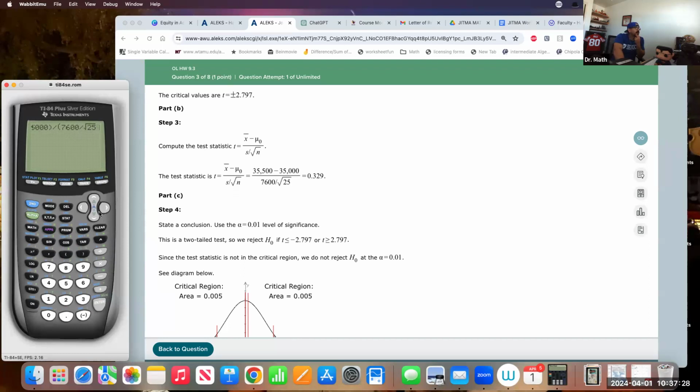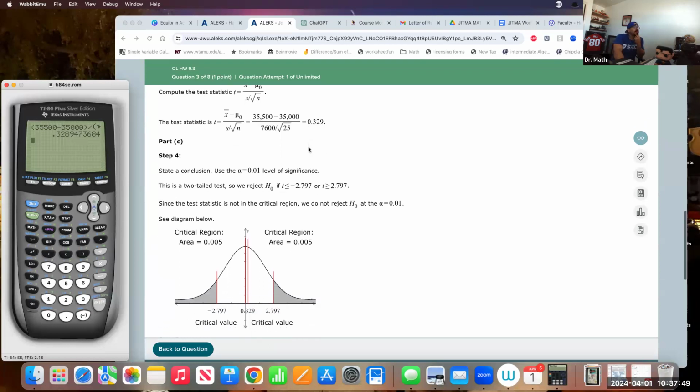If you have an older calculator, it's a little different. Close parentheses and hit enter. And so we get the same answer that they did there. So again, regardless of whether you use the formula or the t-test function in our calculator, you're going to get the same answer. So now what do we do with that?